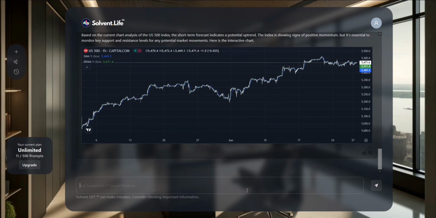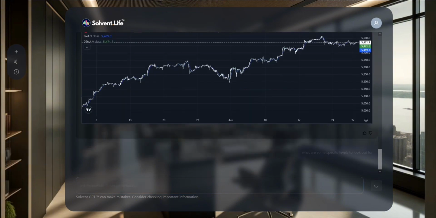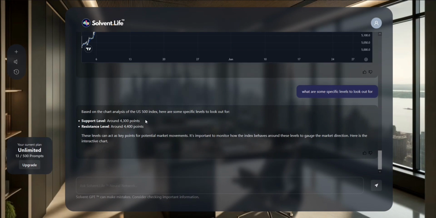Now we can ask, if you'd like to be more specific, what are some specific levels to look out for? It'll do some analysis for you and do all the calculations automatically. You have to think that this model right now for Solvent GPT has 500 billion parameters, so it has a lot of data flowing around it. You can ask it whatever you'd like, essentially, as long as it's within the financial realm, and it'll be able to answer it relatively effectively.